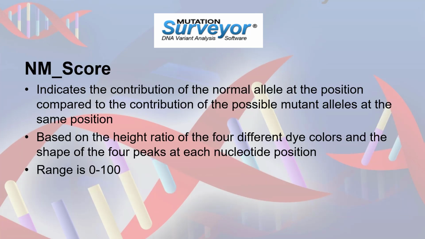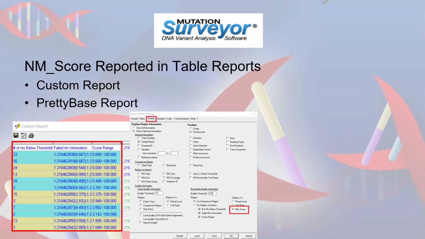The final quality value we will discuss is the NM score. This value indicates the contribution of the normal allele at the position compared to the contribution of the possible mutant alleles at the same position. The score calculation is based on the height ratio of the 4 different dye colors and the shape of the peaks at each nucleotide position. An NM score can range from 0 to 100. Only the custom report and pretty base reports include settings to output the NM score.